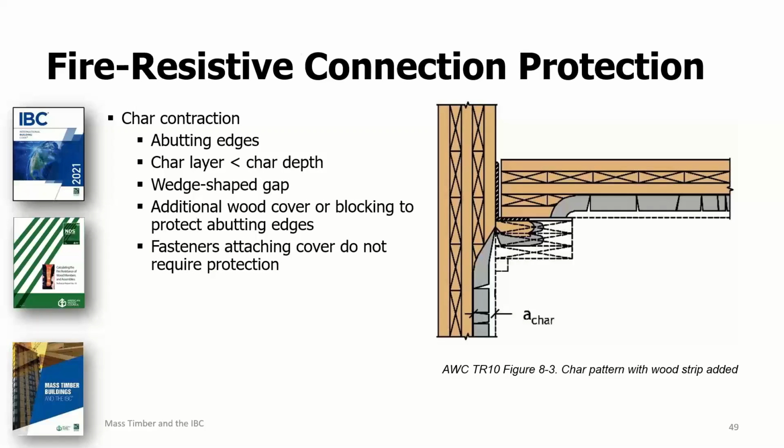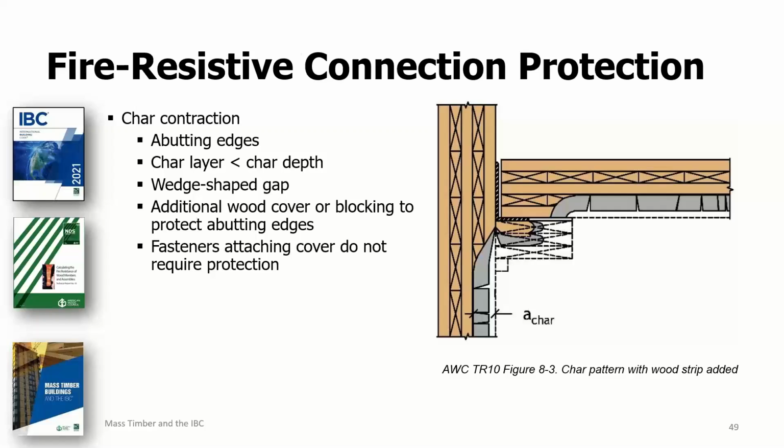This phenomenon can result in the formation of a wedge-shaped gap, and you can see that in this example here, which propagates along the interface between two wood members. TR10 guidance indicates that ignition extends into these gaps at a distance that is approximately twice the char depth. As a result, additional wood cover or blocking is required to protect the area around abutting edges of wood members, and fasteners used to attach this protection are not required to be protected, by the way.